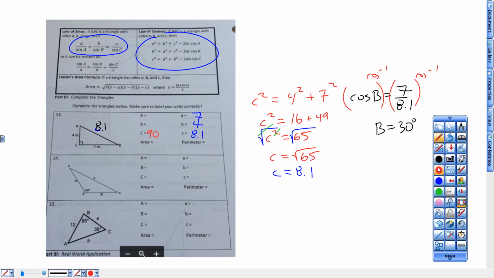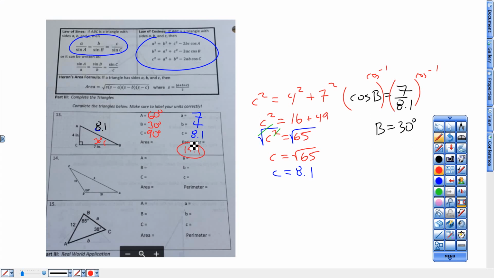And then to find that missing angle, you could either add those two up and subtract away from 180 to get that missing angle. That's probably your easiest way to do it. I mean, you could do trig, but why do trig for this problem when all I could do is add 90 and 30 and take that away from 180? So the other one's 60. And now perimeter, they have you add all the lengths, which is 19.1.